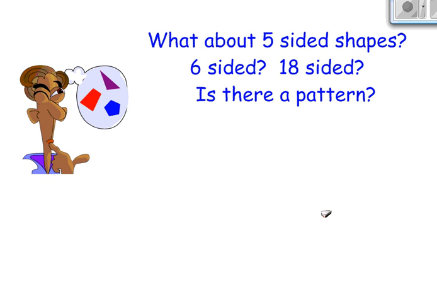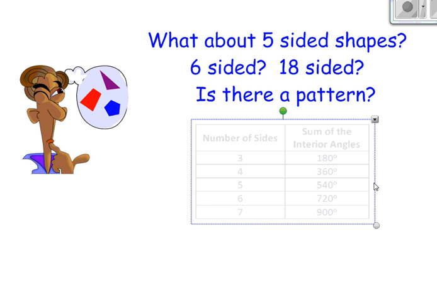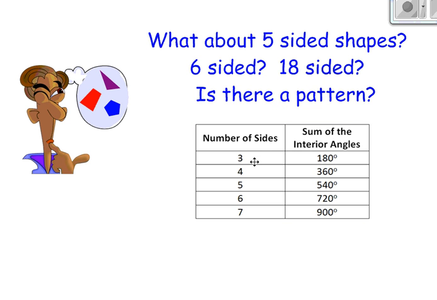So then we had this guy who said, well, what about five-sided shapes? What about six-sided shapes? Oh, what about 18-sided shapes? Is there a pattern? These are good questions to ask, and in fact, he's right. There is a pattern. A three-sided shape has 180 degrees. A four-sided shape has 360 degrees as the sum of the interior angles. Five-sided shape, 540 degrees. Six-sided, 720. Seven-sided, 900. Now, a couple things.